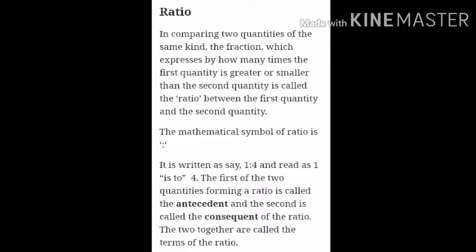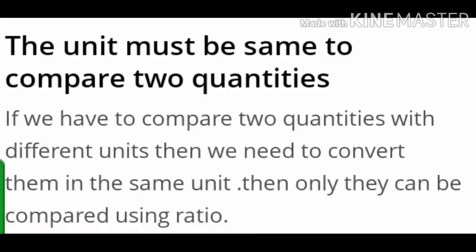The first of the two quantities forming a ratio is called the antecedent and the second is called the consequent of the ratio. The two together are called the terms of the ratio. The unit must be the same to compare two quantities. If we have to compare two quantities with different units, then we need to convert them to the same unit. Then only they can be compared using ratio.